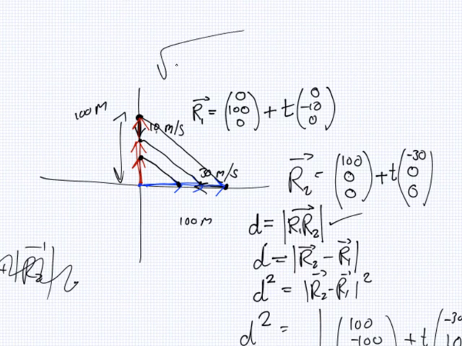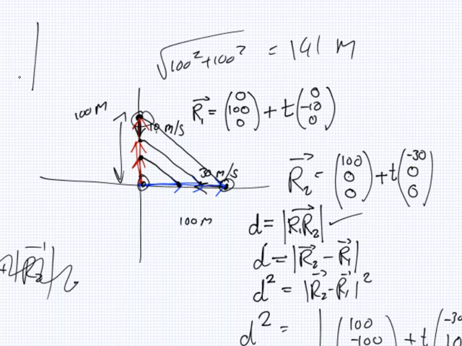Yeah, square root. 100 plus 100, which is what exactly? 20,000. 141 meters. Now, some people thought the minimum is when this one reaches to here, or maybe when this one reaches to here. But if you think about it, after 4 seconds, where are they?